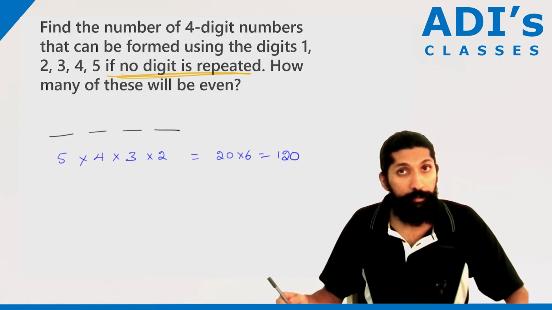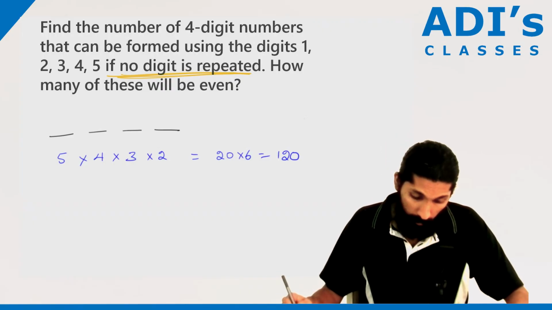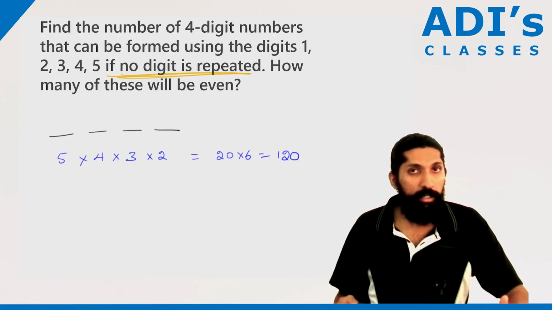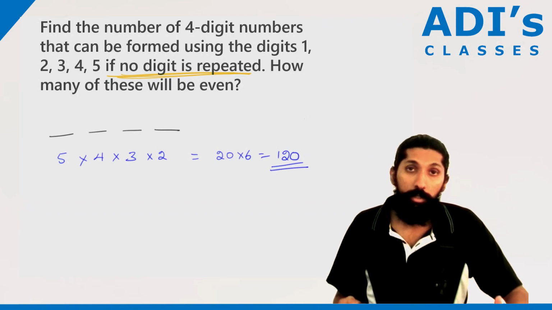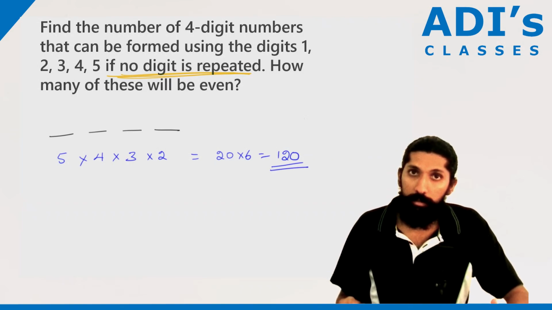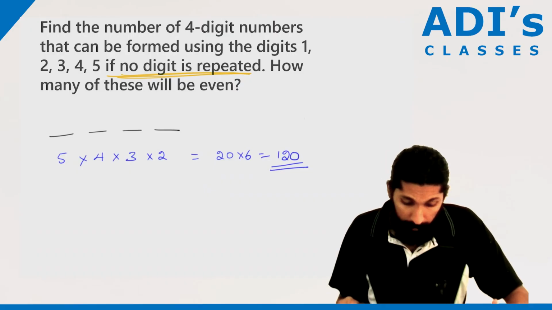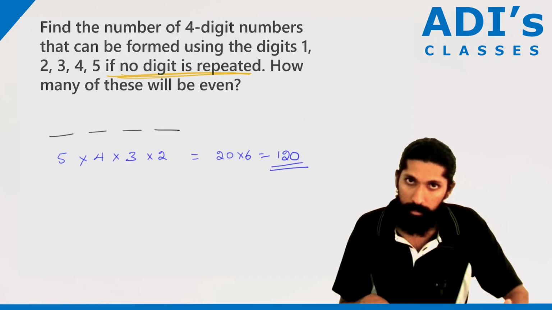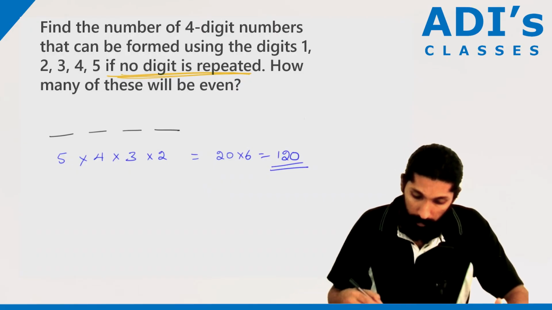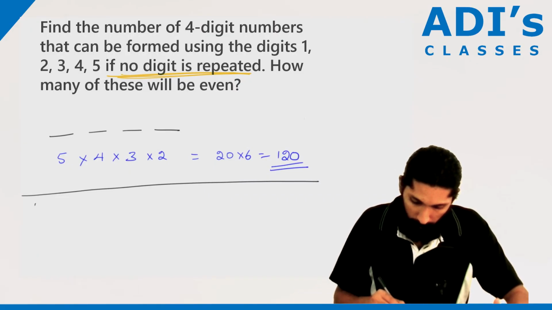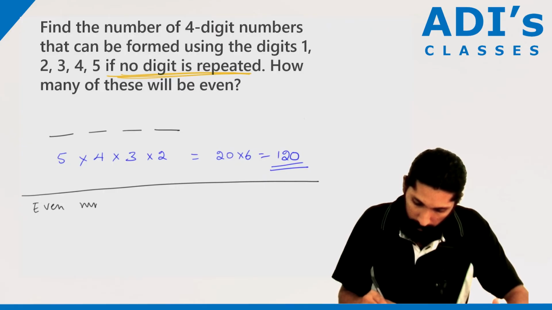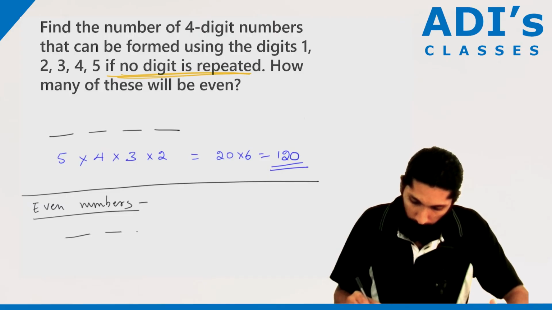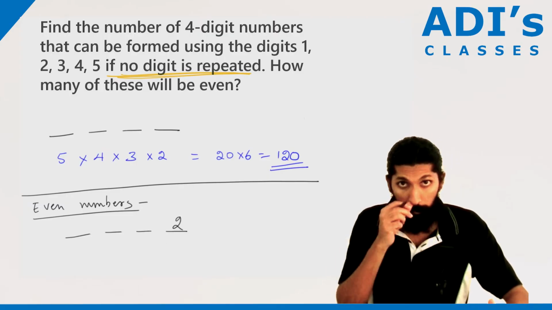But there is a second part of the question too, which is asking for how many of these will be even. Correct? Remember, we did this problem a couple of videos ago to calculate the number of even numbers. So if the number has to be even, then the units place has to be either 2 or 4 in this case. Correct? Let's do the second part now. So for the second part, even numbers. So in this case, you have 1, 2, 3, 4. Assume that there is a value of 2.